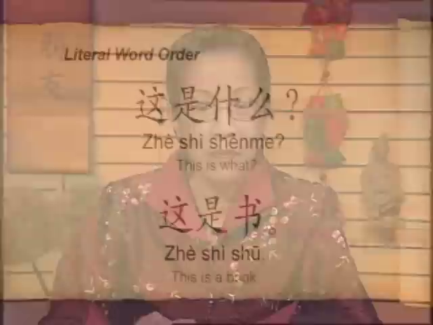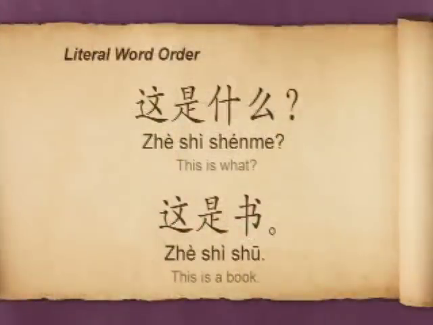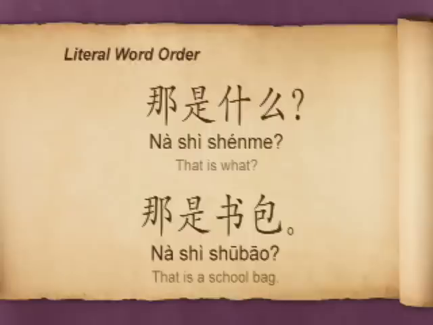Where is the question word in this sentence? It's at the ending. To respond with an answer, what should you do with the question word? Excellent. You replace it with the answer. Here's the first question and answer in the literal word order. 这是什么? This is what? 这是书. This is a book. The second question and answer follow the same pattern. 那是什么? That is what? 那是书包. That is a school bag.